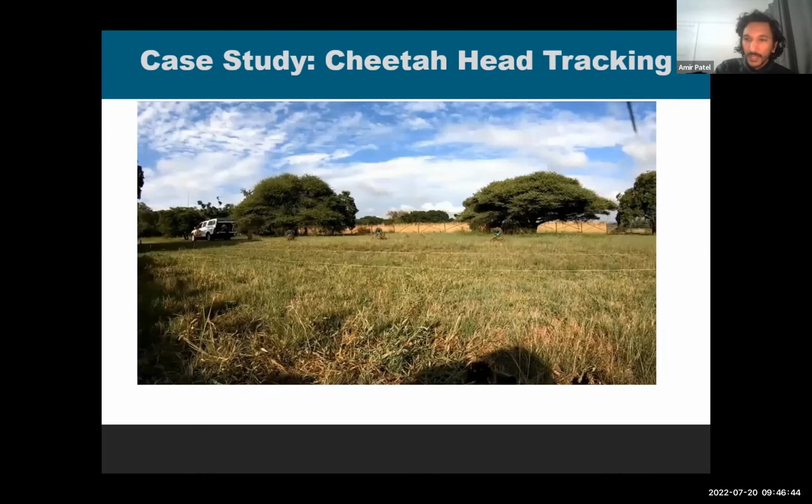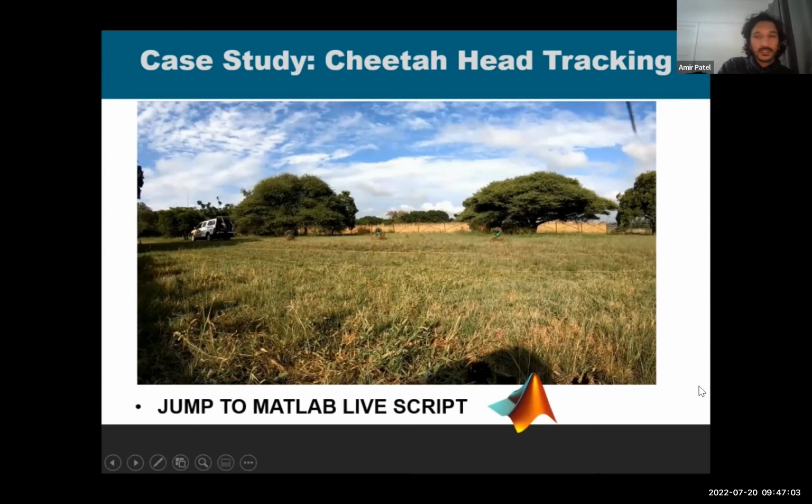Okay, I've got 15 minutes, so I'm going to try and show you an example. My group is quite interested in trying to understand the head stabilization of the cheetah. You can see that despite it running at really high speed, the head is quite remarkably stable. So I'm going to show you an example of how we can track the motion of the head using DeepLabCut.